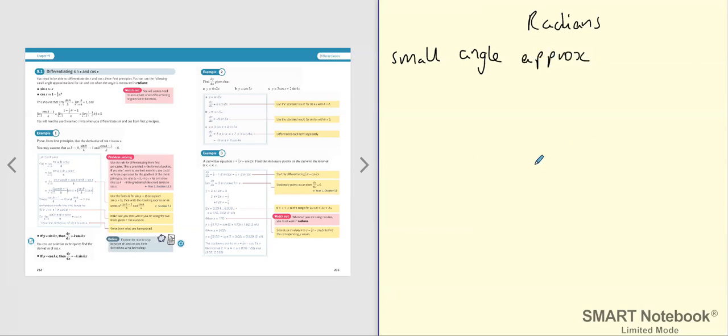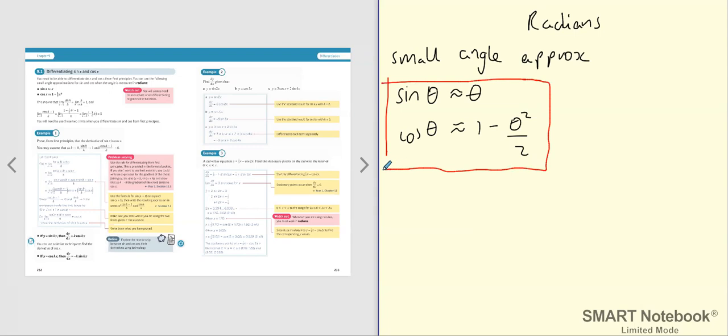You might remember that I asked you to input different values of x which were close to 0 in radian mode. And I said sine theta is approximately equal to theta, and cos theta was approximately equal to 1 minus theta squared over 2. So these were the small angle approximations, and you have to know this in order to do trig differentiation from first principles.